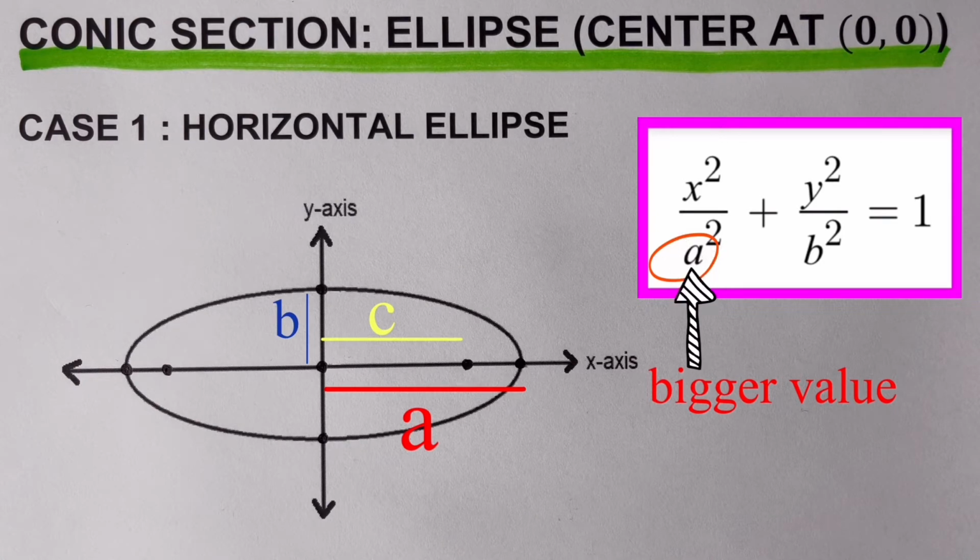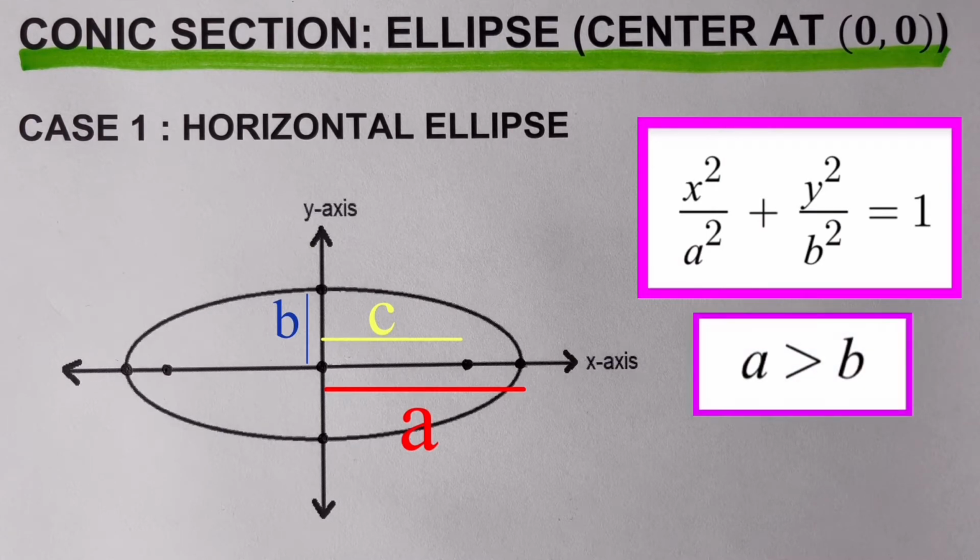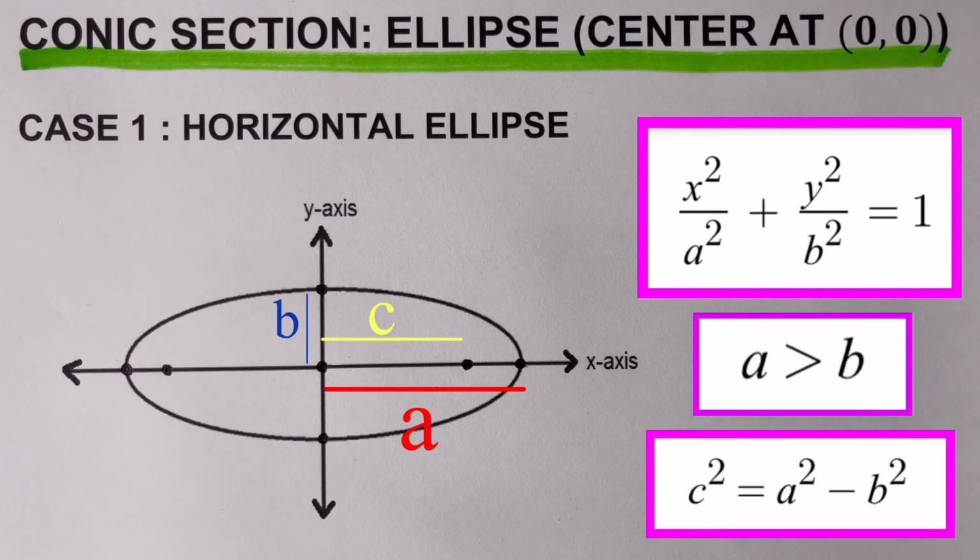This means that if the denominator of x squared is bigger compared to the denominator of y squared, we have a horizontal ellipse. We also remember that our a value, the semi-major axis, will always be greater than b, the semi-minor axis. That's true every time. And the equation used to determine the length of c, from the center to the focus, is c squared equals a squared minus b squared.